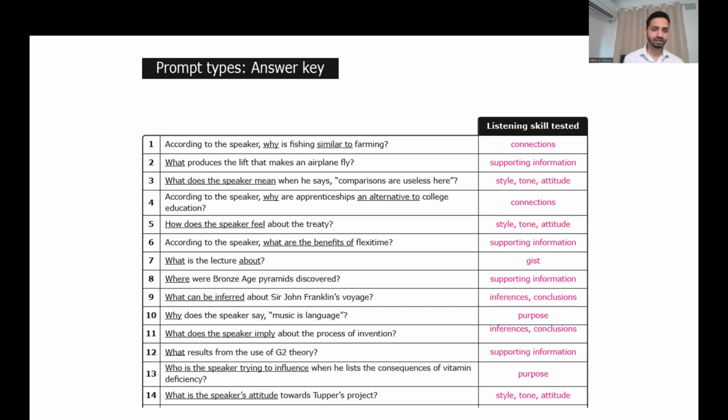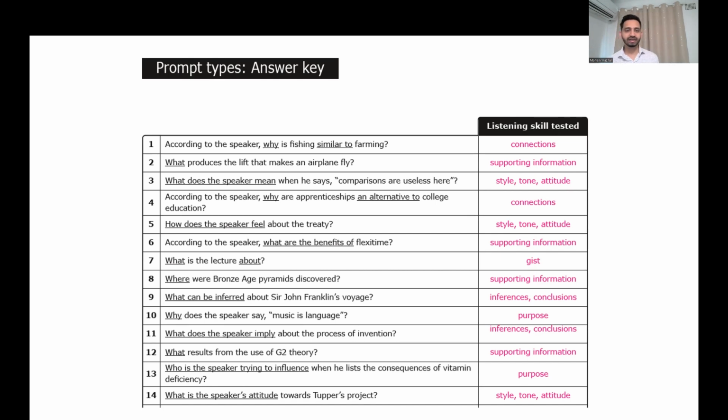Supporting information. What is the lecture about? It's the gist that you're looking for. It's the main idea, it's the topic. So what is this lecture about? Usually it's given in the first sentence, the opening sentence, when it talks about the topic, and all the supporting information should connect back to the topic, okay?